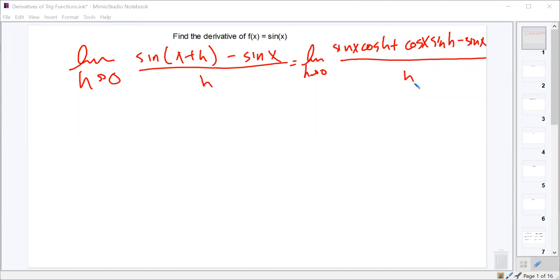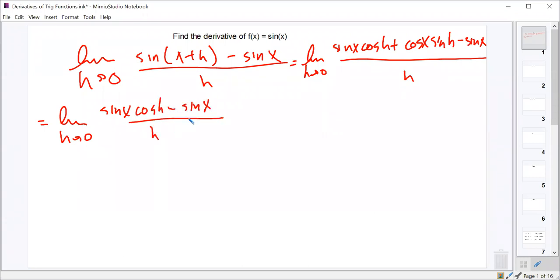So what do we have in common here? Both the first and the last terms in the numerator both have a sine x in them, right? So let's separate those two terms by themselves. So the limit as h approaches 0 of sine x cosine h minus sine x all over h, plus the limit as h approaches 0 of cosine x sine h over h. Everybody good so far with that?